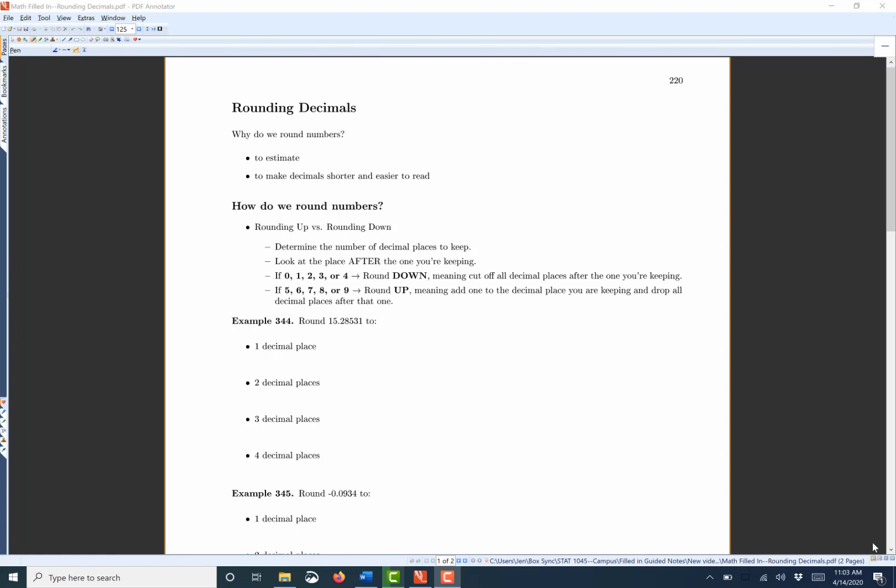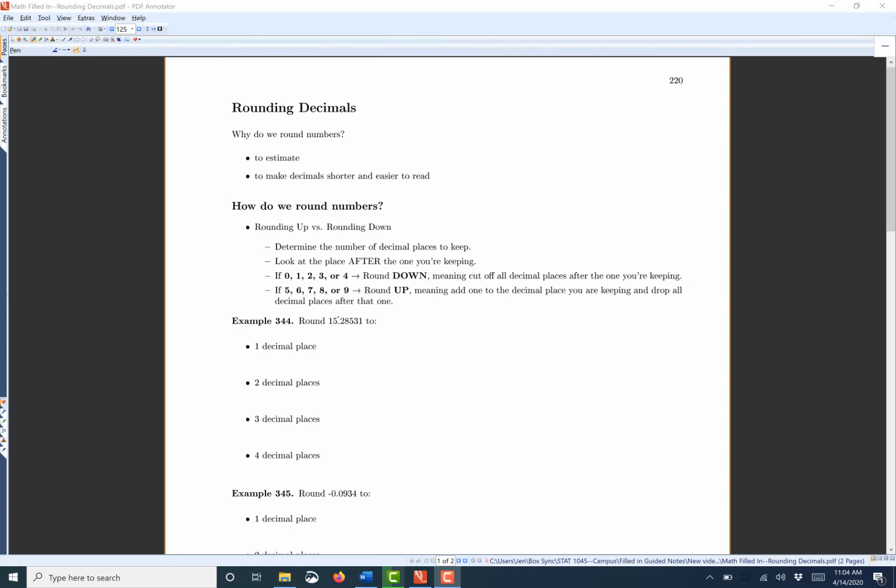So first, how do we round numbers? Let's talk about rounding up versus rounding down. First you determine the number of decimal places to keep, and then you look at the place after the one you're rounding. If the number after the one you're keeping is 0, 1, 2, 3, or 4, you're going to round down. That means you cut off all the decimal places after the one you're keeping. If it is 5, 6, 7, 8, or 9, you will round up. That means you add 1 to the decimal place you're keeping and drop all the decimal places after that one.